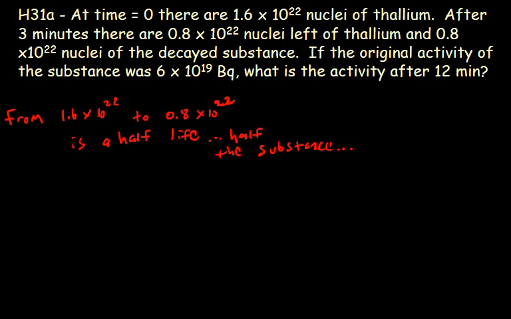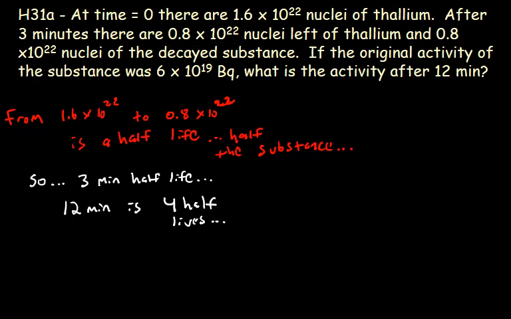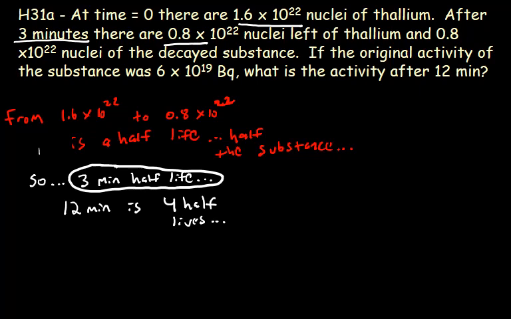From 1.6 times 10 to the 22nd to 0.8 times 10 to the 22nd is a half-life. So again here, this 1.6 times 10 to the 22nd goes down to this. That's a half-life, and therefore 3 minutes is the half-life for this substance, because we're going from this amount of nuclei to this, which is half, and it takes 3 minutes. So we have the half-life. In 12 minutes, there are 4 half-lives. Because of that, we should be able to find the activity.